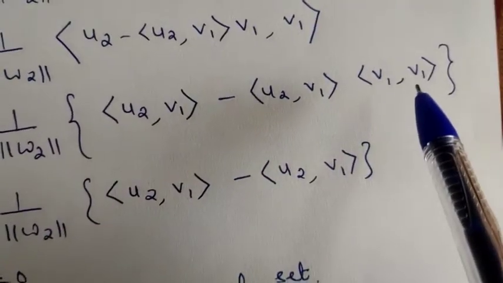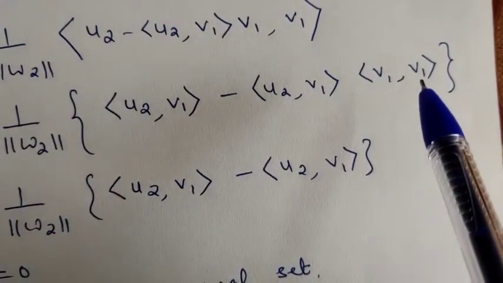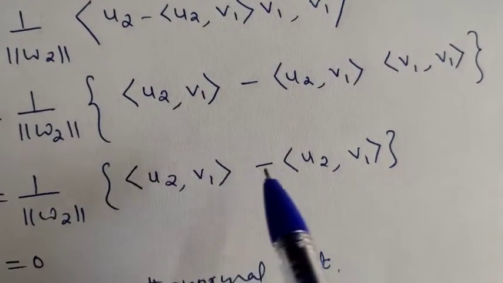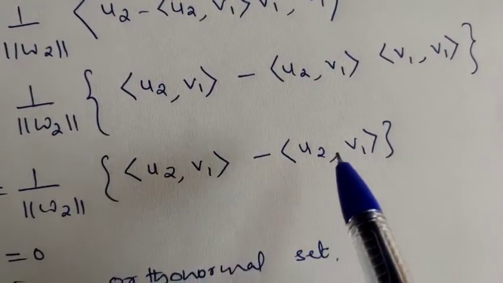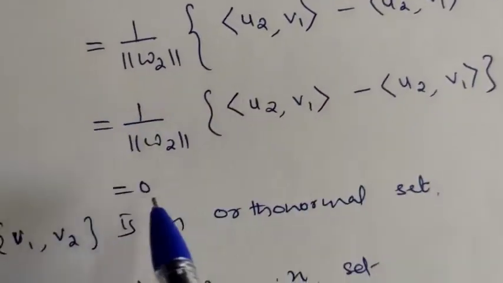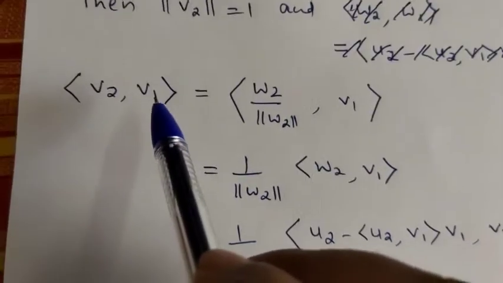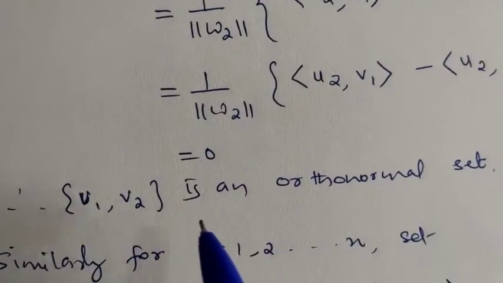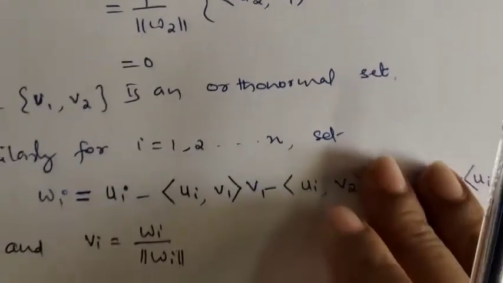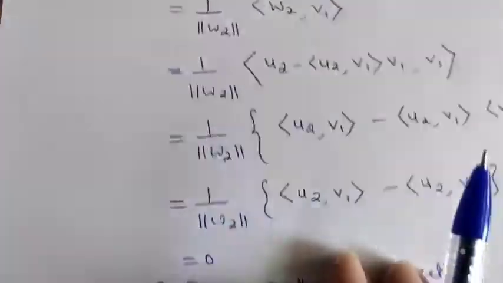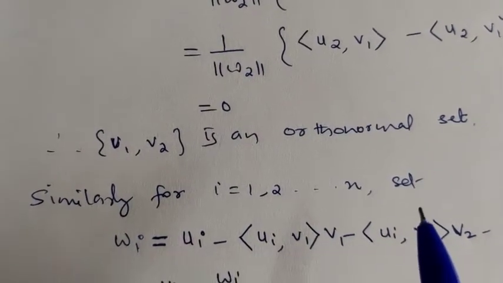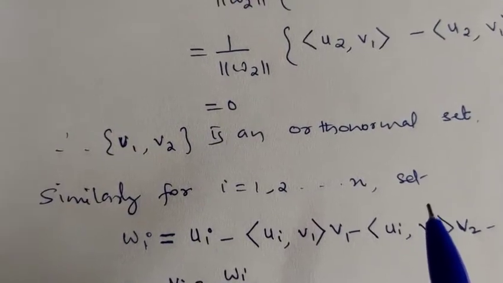V1 comma V1 is what? Because norm of V1 is 1. So V1 comma V1 is 1. Therefore U2 comma V1 minus U2 comma V1 means 0. So this is 0, which means inner product of V1 comma V2 is 0. Therefore V1, V2 is an orthonormal set by definition. So we have constructed two vectors, V1 and V2, using the two basis elements U1, U2.